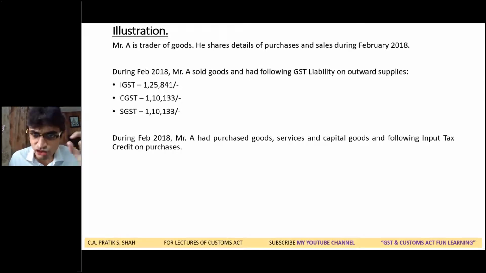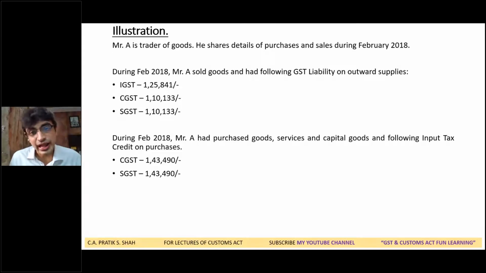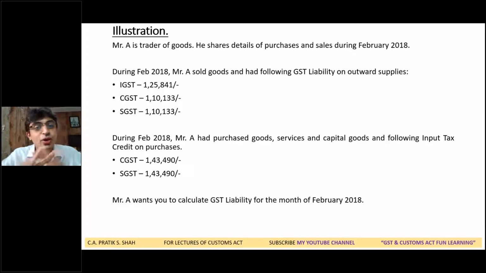That means this is the stock I have. China has 1,43,000. Sri Lanka has 1,43,000. India does not have any stock. So step 1 is gone. Straight away, you will jump to steps 2 and 3.